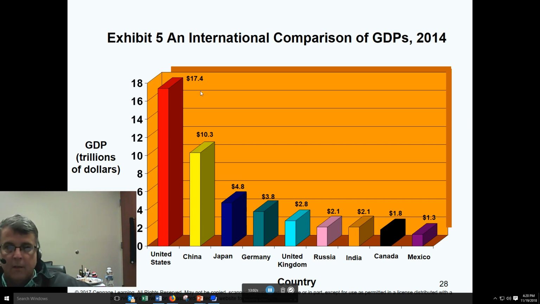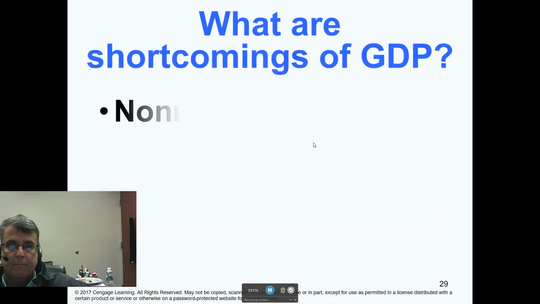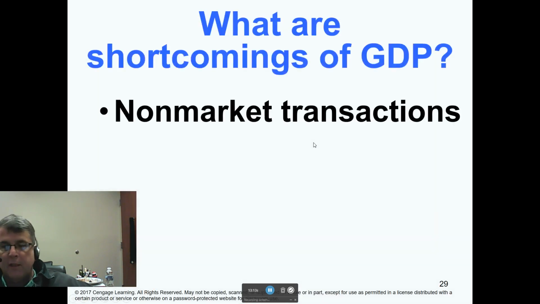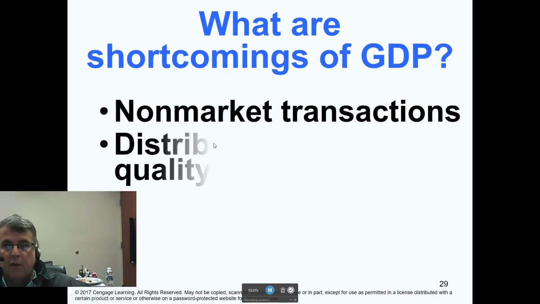If you look at defense spending, the US spends more on defense than all the rest of these countries combined. There's some shortcomings to GDP. It does not take into account non-market transactions. If you mow your lawn, does it count towards GDP? You pay somebody to mow it, counts towards GDP. You barter with your neighbor, doesn't count towards GDP, even though something was produced.